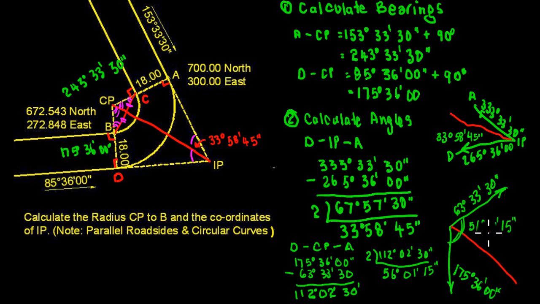You will also note that it's complementary, or that they add to 90 degrees. 33, 58, 45 plus 56, 01 15 adds up to 90. So that's a pretty good sign that all things are good so far. And so now we're going to move ahead and calculate a little bit more.